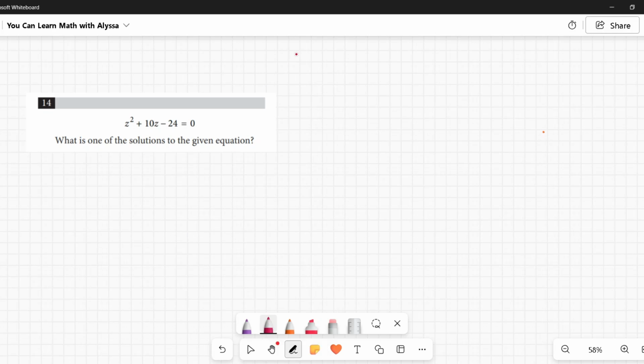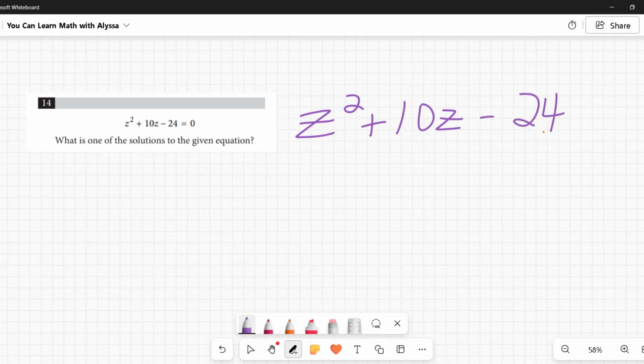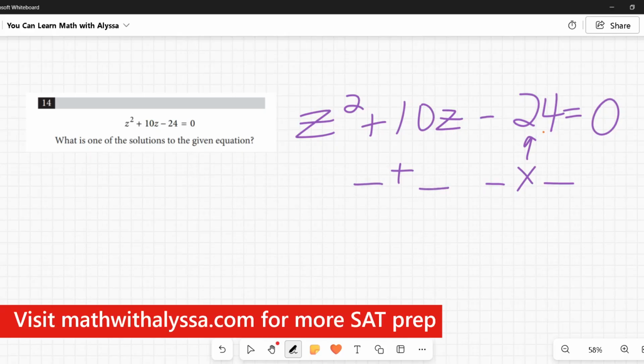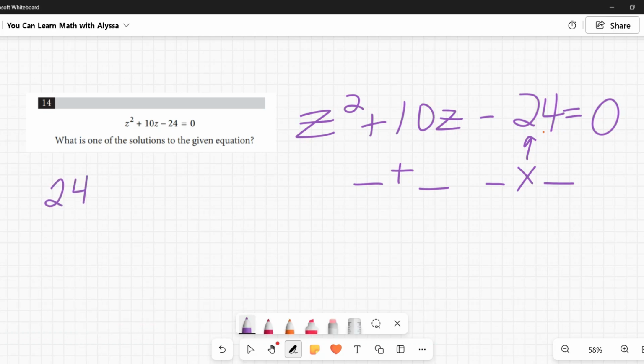If you decide to factor it, when you factor something like this, it doesn't have a coefficient in front of that first variable that's squared. It doesn't have a negative in front of it. It is just our very introductory factoring. We don't have to do anything fancy. And what you're looking for is 2 numbers that multiply to get negative 24, but that add together to get positive 10.